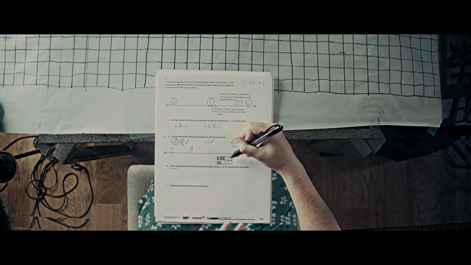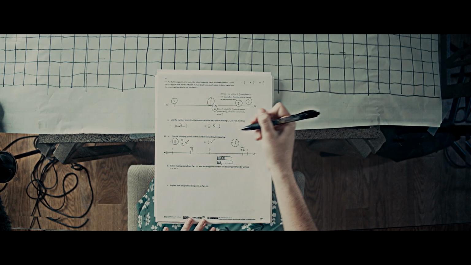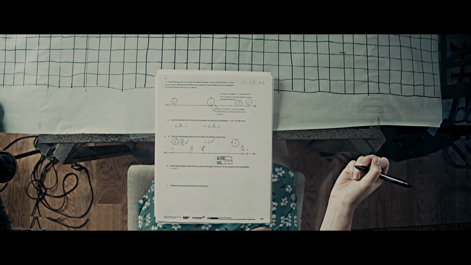Again, I could draw a picture of it if I wasn't sure, but I know that 4/8 is 1/2 because 4 is half of 8. So 3/8 is just a little bit less than 1/2. So that's what my number line should look like.